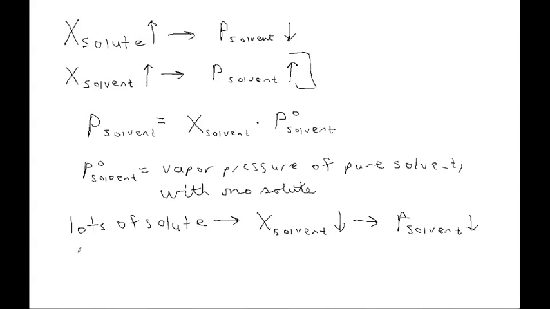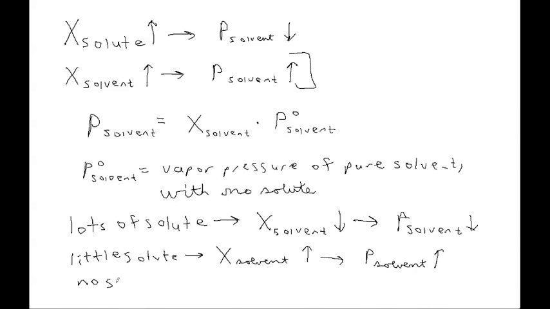Let's say that there's only a little solute. What happens to the mole fraction of the solvent? It's going to increase and also increase the vapor pressure. And again, notice that that matches the equation and it also matches common sense. In the equation, we can see this term bigger makes this term bigger. But if there's only a little solute, then almost all the particles at the surface are solvent, and it's easier for it to evaporate.